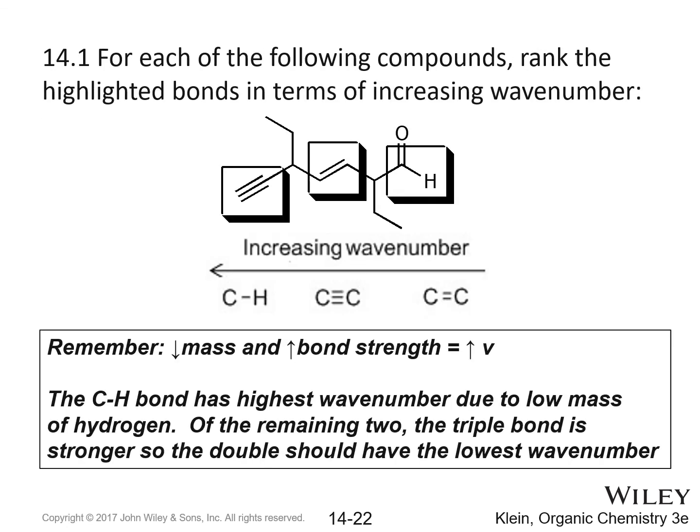All right. Hopefully we were able to give this a try. And we see that the CH should be the highest. That's above 3,000. Then we have our carbon-carbon triple bond. That'll be next. And finally, the lowest wave number will be our carbon-carbon double bond. Remember, the reason the CH bond has such a high wave number past 3,000 is because it has such a small mass.